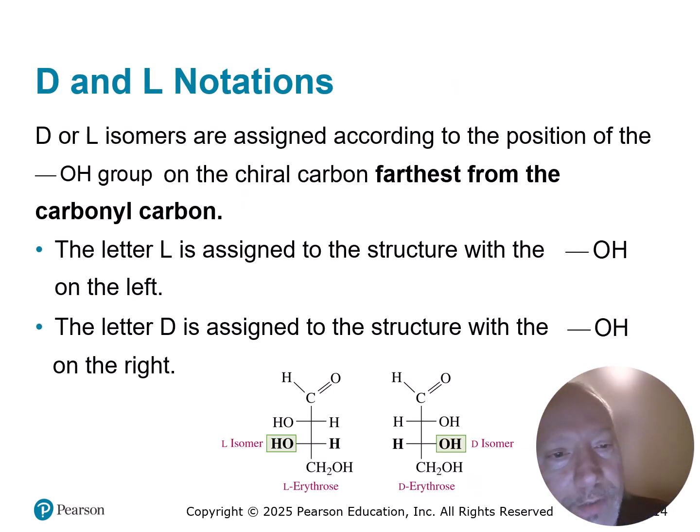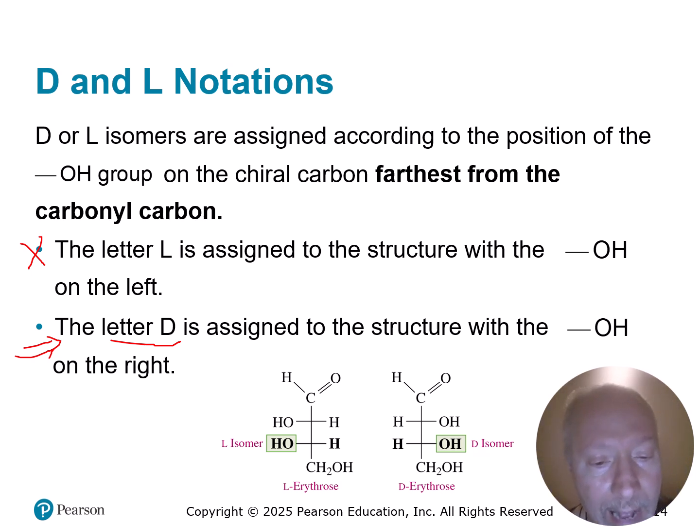D and L notations are basically assigned according to the position of the hydroxyl group on the chiral carbon farthest from the carbonyl. The letter L is assigned to the structure with the hydroxyl on the left, and the very important one, because it's used in our bodies, is the one assigned with the letter D, right? So D is assigned to the structure with the hydroxyl on the right. So you don't want to give people L sugars unless you really know there's some unique reason to do that. You want to give them D sugars.